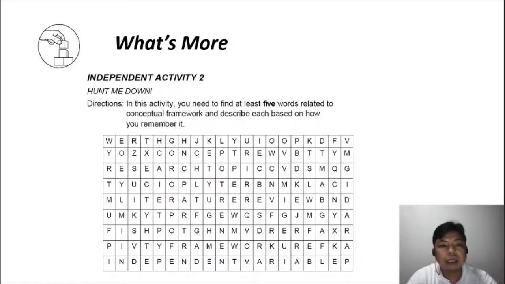Okay, now for the next activity, the direction is, in this activity, you need to find at least 5 words related to conceptual framework and describe each based on how you remember it. So para dito, marami tayong terms na ginamit kanina during our discussion. I want you to find 5 words that are actually discussed na pinag-usapan natin about conceptual framework. And aside from that, pag nahanap nyo, I also want you to describe or define each based on how you remember that word during our discussion.